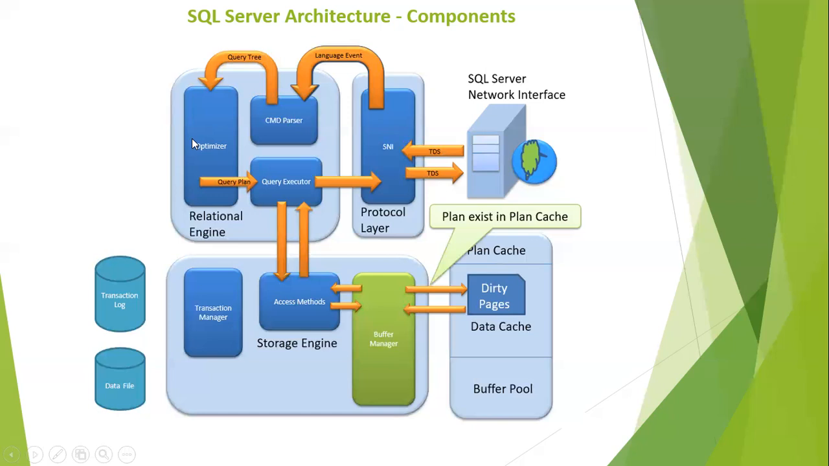What if the plan already exists? If the plan exists, then it is simple. It will go to the query executor, and the query executor will execute the query, right? We'll come to that point. Let's consider that in our scenario, we don't have a plan. So if you don't have a plan, then it will go to the query optimizer.